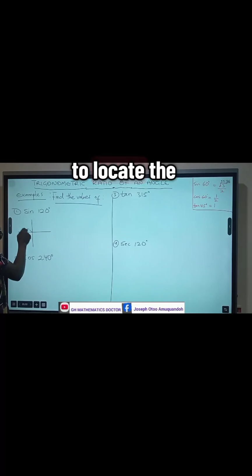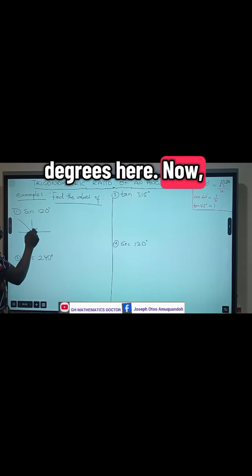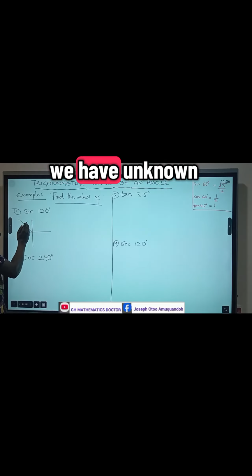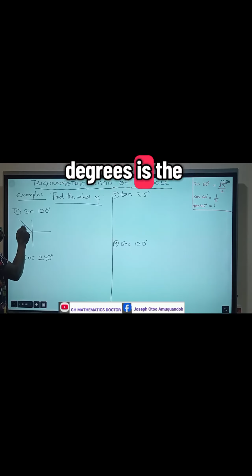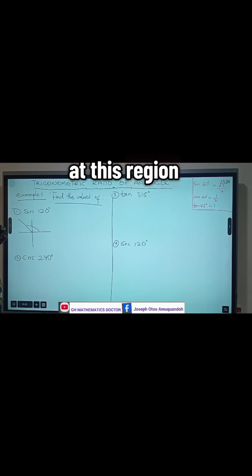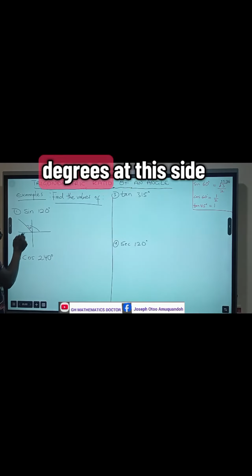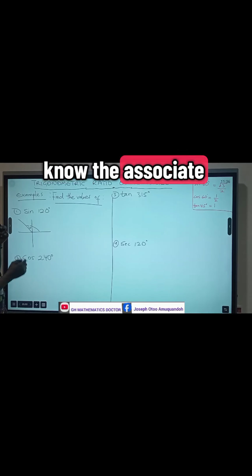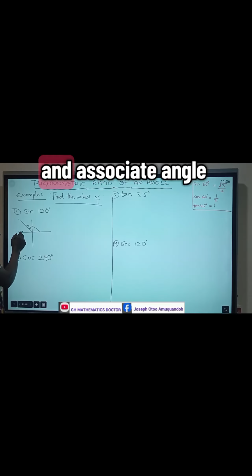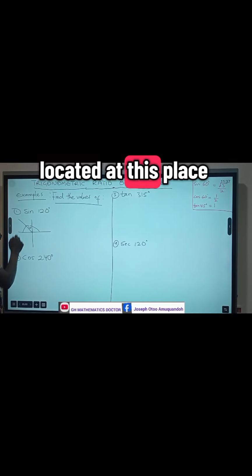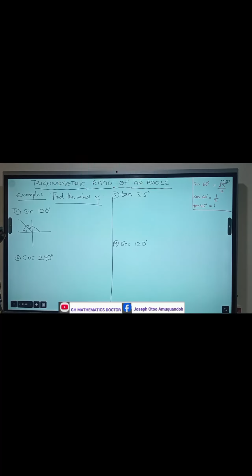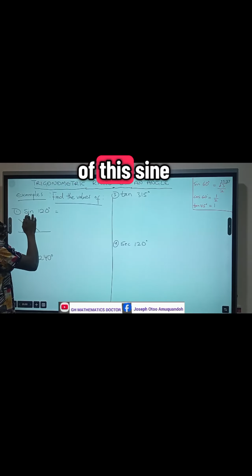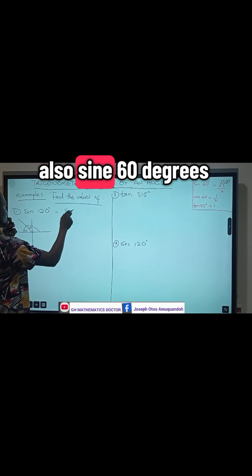So you're going to locate the angle of 120 degrees here. Now we have 90 here, we have an unknown angle here. So over here the 120 degrees is the angle that covers this region. If you take the 90 from this 120 degrees, you are going to get 30 degrees at this side. Now, for us to continue, we need to know the associate angle that makes up with the x-axis. The associate angle is the angle located at this place, and that gives you 60 degrees. So for you to solve this, you are going to say that the associate angle of this sine 120 degrees is also sine 60 degrees.